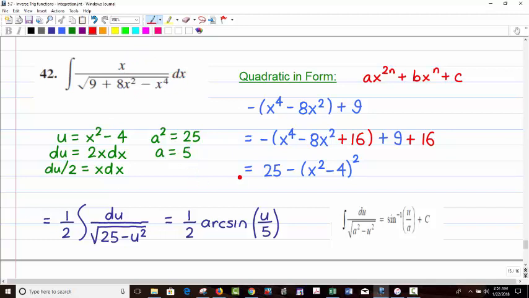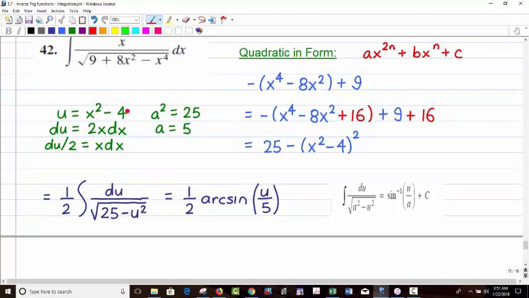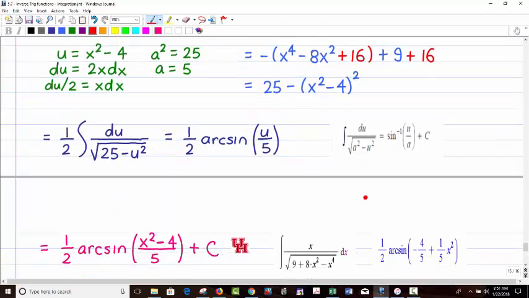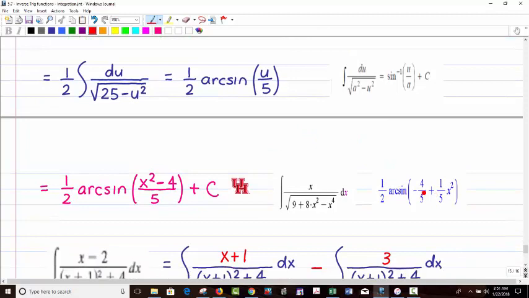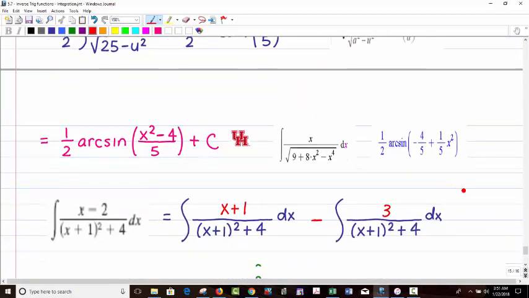A will be 5. We have the arcsine form, so 1/2 from the du right here, over the square root of 25 minus u squared, so it's 1/2 arcsine of u over 5, which then becomes 1/2 arcsine of x squared minus 4 over 5 plus c. And Maple kind of factored it out again.